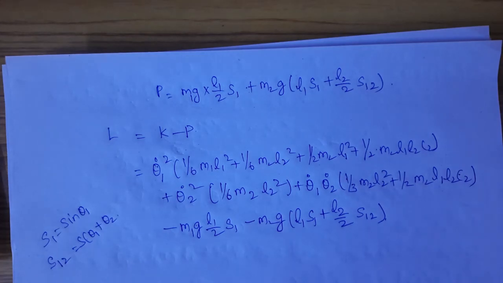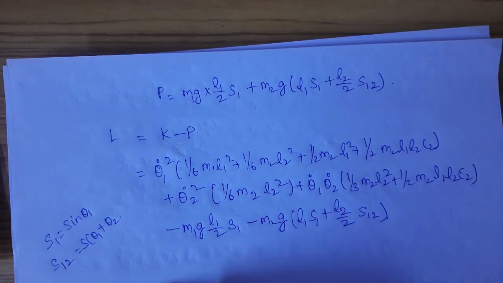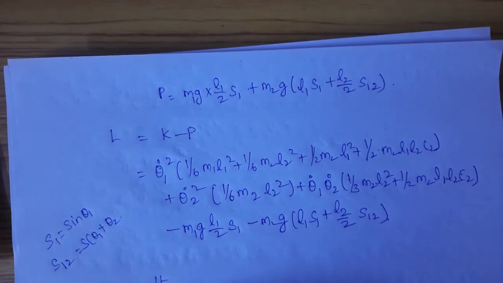After this, we'll be taking the derivative of the Lagrangian equation and substituting the terms into the equation. We have to take the equation of motion, that is torque T is equal to d by dt of dL by d theta dot minus dL by d theta.